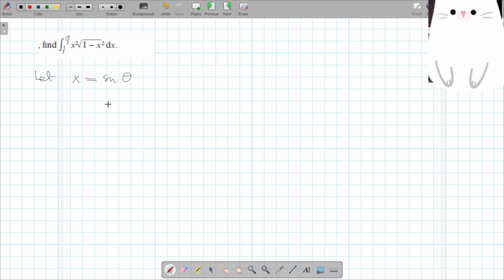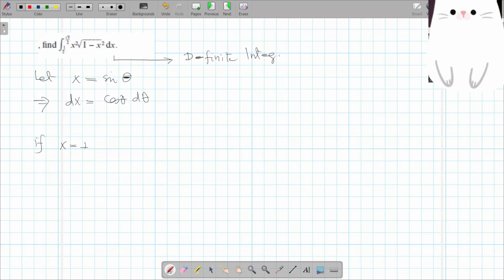x equal to sine theta. Then dx is equal to, if we differentiate, cos theta d theta, right? Now, whenever we have a definite integral, with limits, you need to convert the limits as well. We are converting x in terms of theta, so you need limits on theta. So let's find limits on theta.